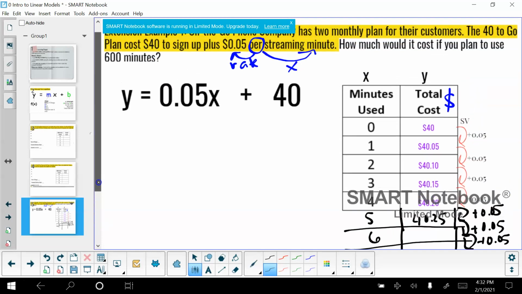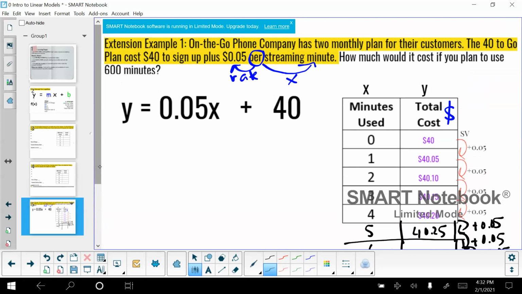But if we look at what's left in the problem, it says how much would it cost if you plan to use 600 minutes. Okay, well, I'm not going to want to extend the table out for 600 minutes. That would take a really long time. So instead of trying to extend my table out, I'm going to use my equation. But then I've got to realize, where does the 600 minutes go? Well, that's why it's good to know what your X and your Y represent.